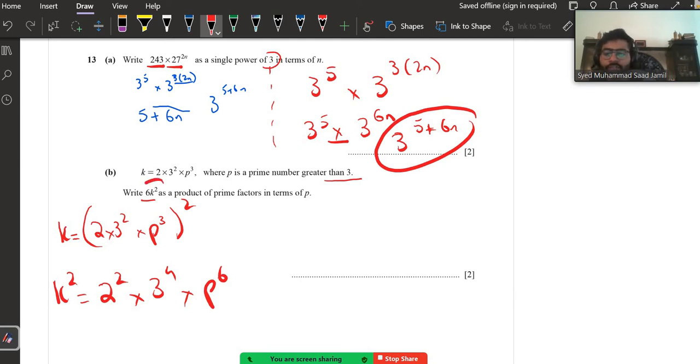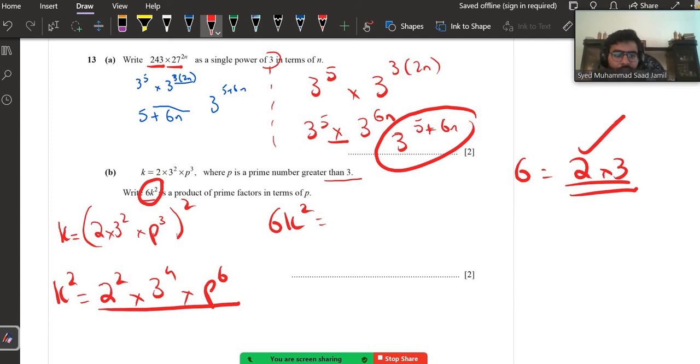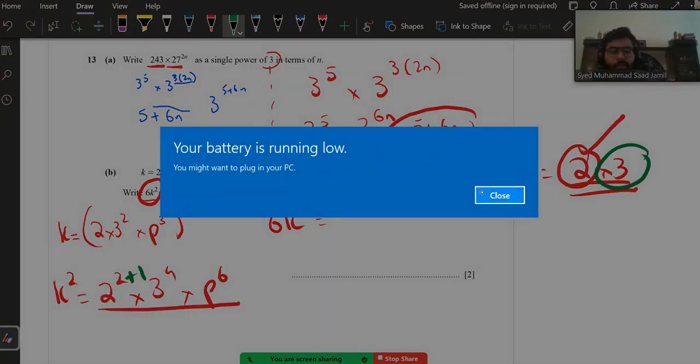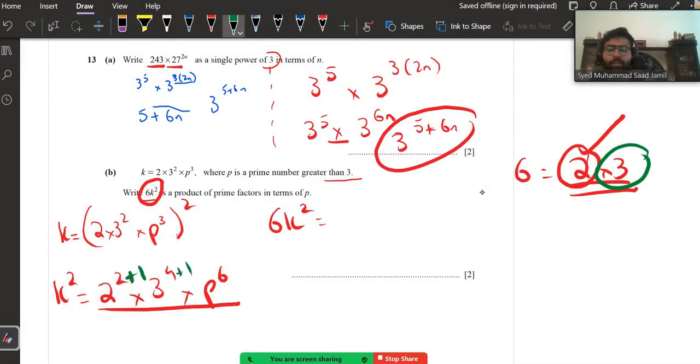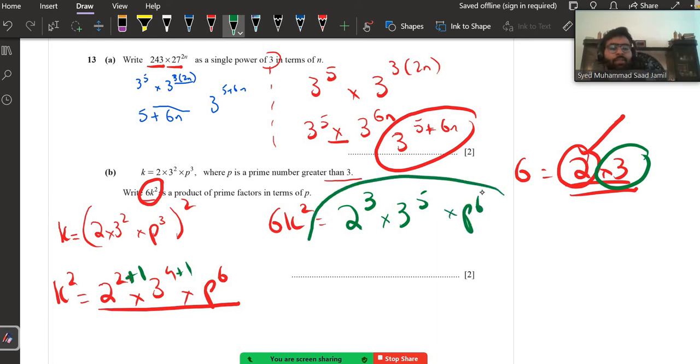Now the question is 6k squared. Do you agree that the prime factors of 6 are 2 and 3? So 6k squared basically means we already had k squared, we add this 2 plus 1, and for this 3 we also use plus 1. So the final answer is going to be 2 cubed multiplied by 3 to the 5, 4 plus 1 is 5, multiplied by p to the 6. That's how you do such a question.